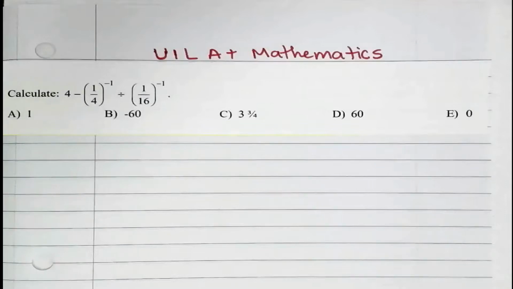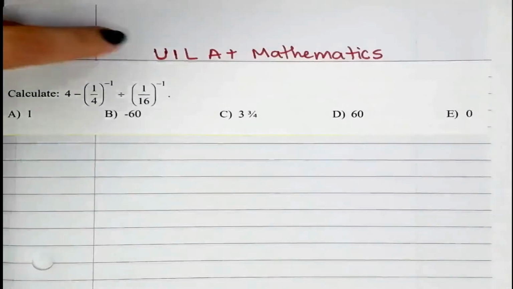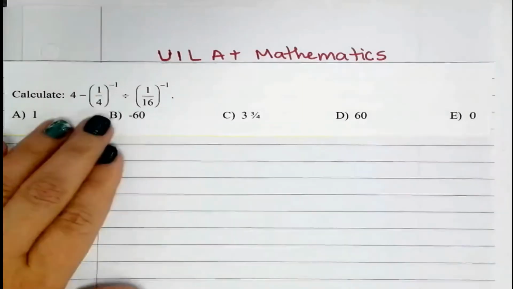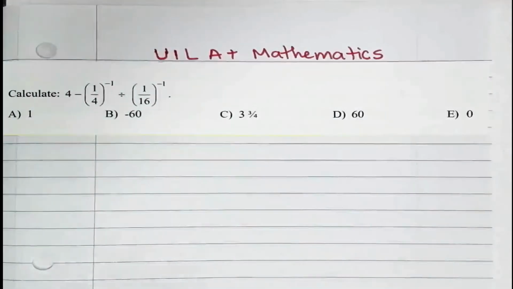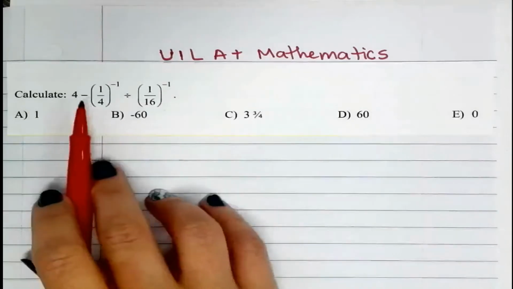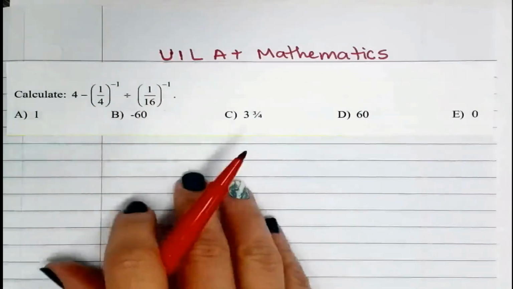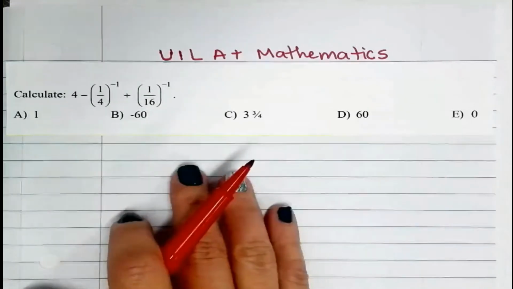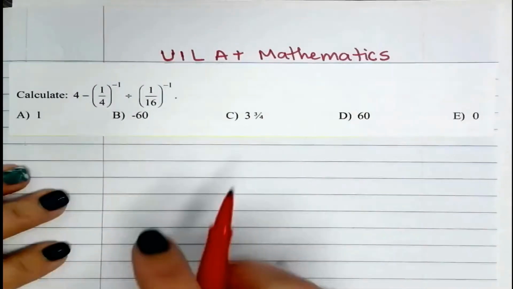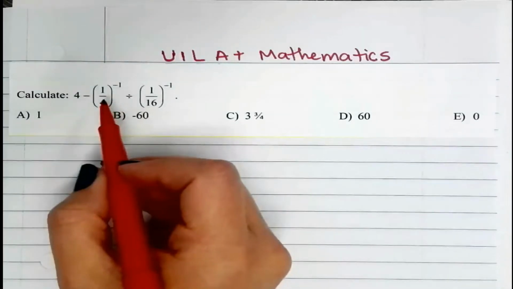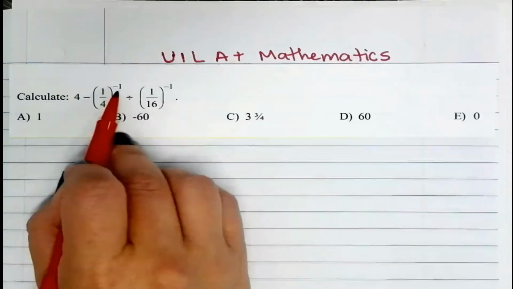Guys, in this video we're going to work a couple problems to help you with your UIL A+ mathematics. This is one of the very first questions for your practice test. As soon as you see the fractions, as soon as you see the negative exponents, don't panic. We're going to break everything down and work on a couple examples. The first step is to focus on that negative exponent right there.